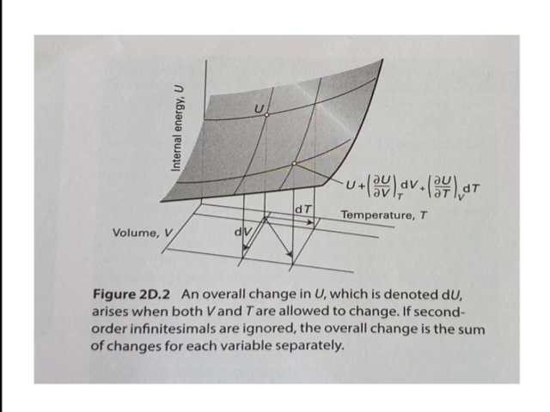U plus del U divided by del V at constant temperature into dV plus del U divided by del T at constant volume into dT. So this is the equation which shows that when the change in volume and temperature is allowed, at that time we can measure the change in internal energy by using this equation.